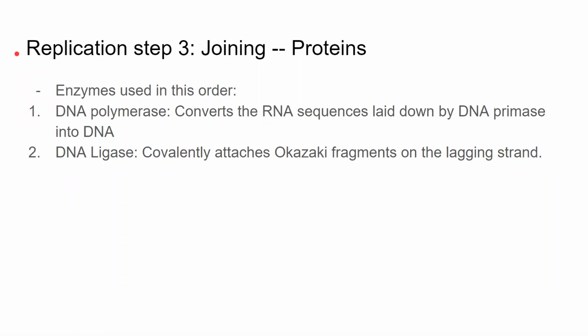All right, let's talk about step 3 of replication. Step 3 of replication is called joining. Let's talk about the proteins that are used. They're enzymes and they're used in this order. So first we have DNA polymerase. Yes, DNA polymerase yet again. Remember I told you DNA polymerase is like the superstar of replication. So what's DNA polymerase doing in the joining step? It's converting the RNA sequences that were laid down by DNA primase. Remember, we laid down those primers.